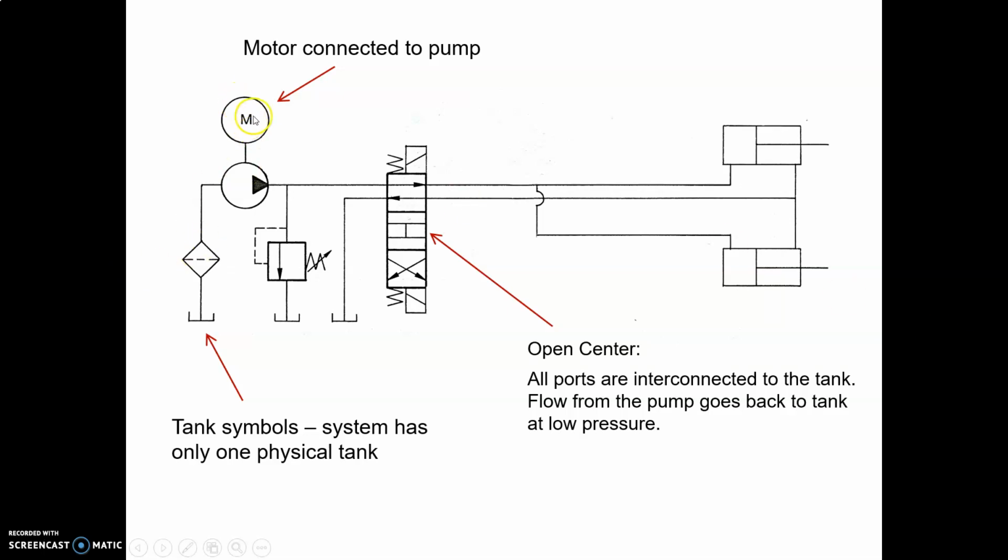Usually you will see a motor attached to the pump in the schematic. Some schematics don't have that, but if you wanted to add a motor like you're going to on our schematic that we're drawing today, just stick a little line up there, make a circle with an M in it, boom, you've got a motor.